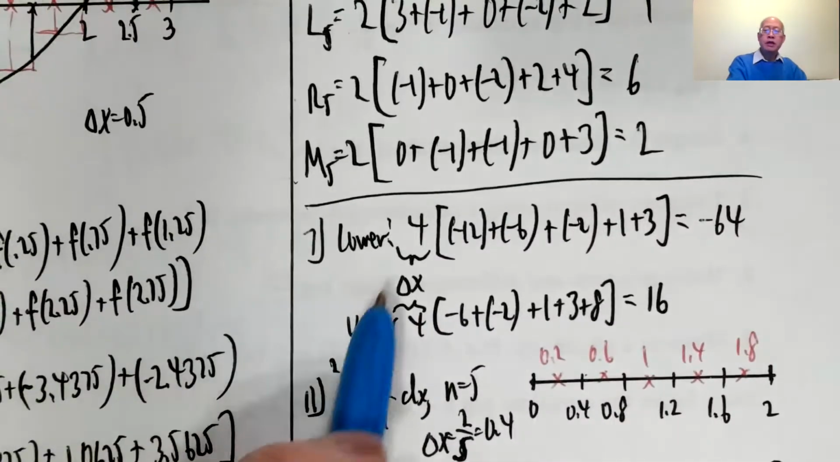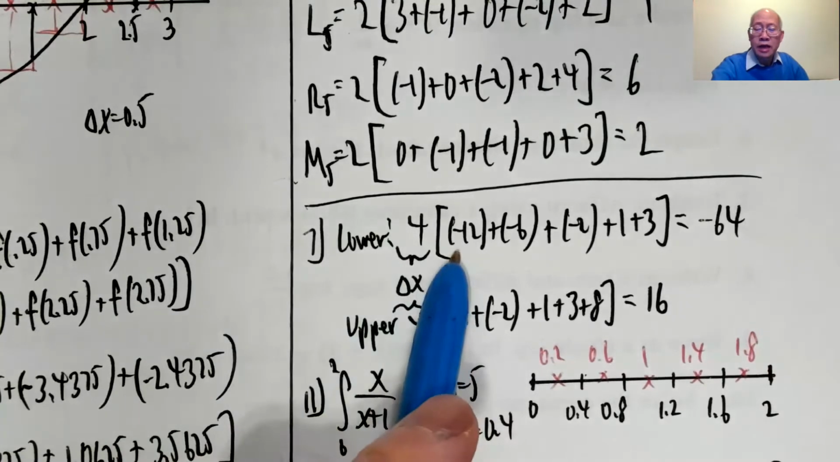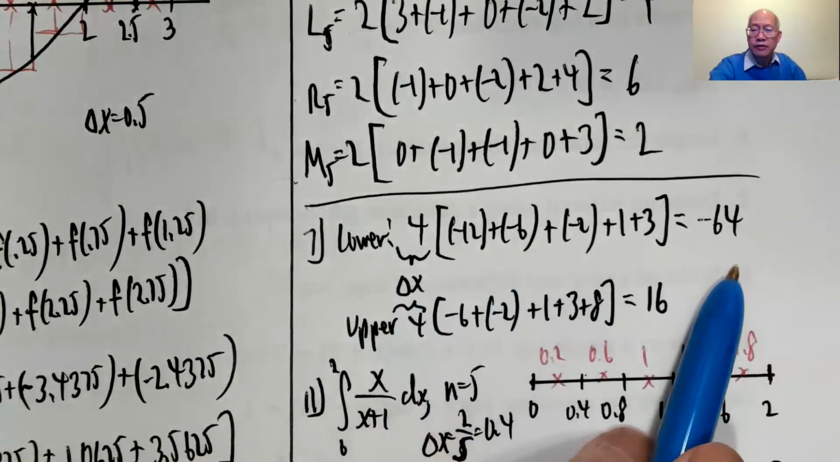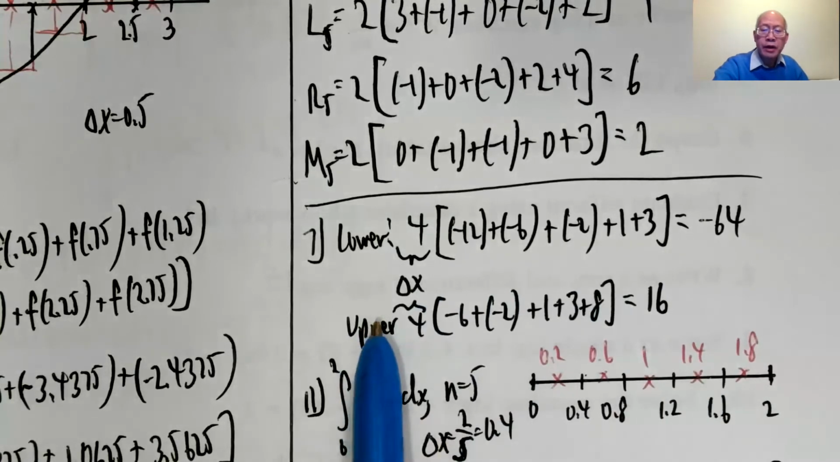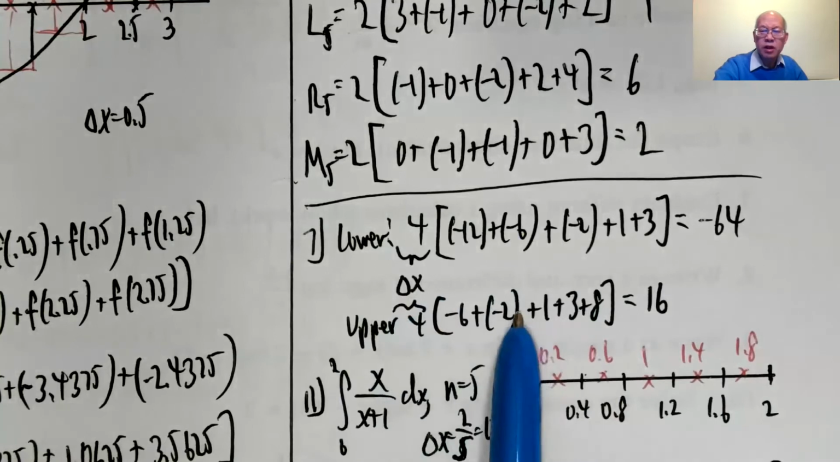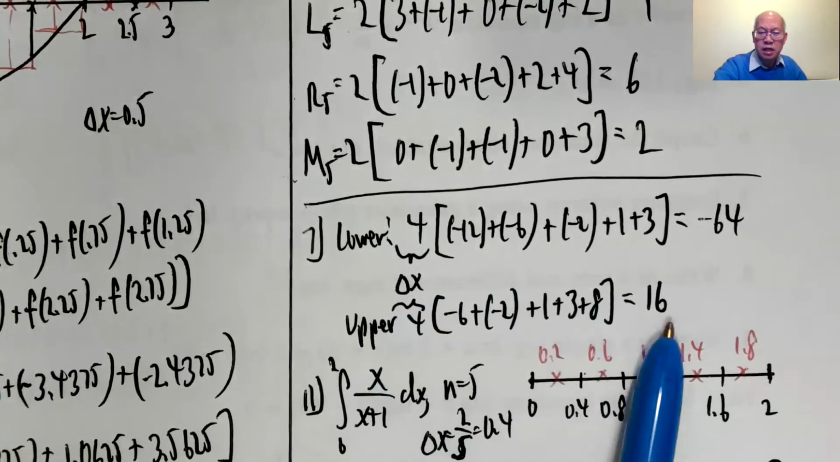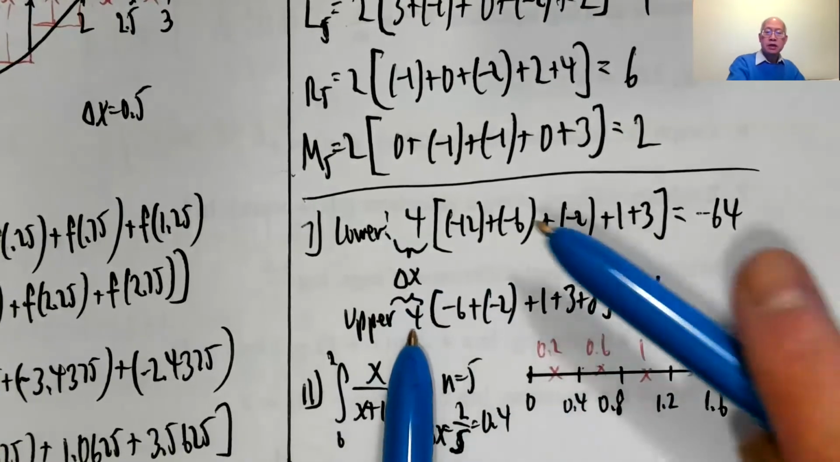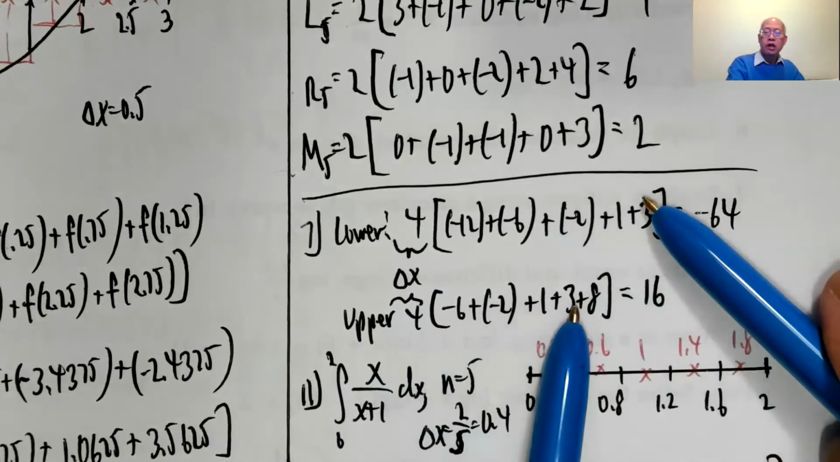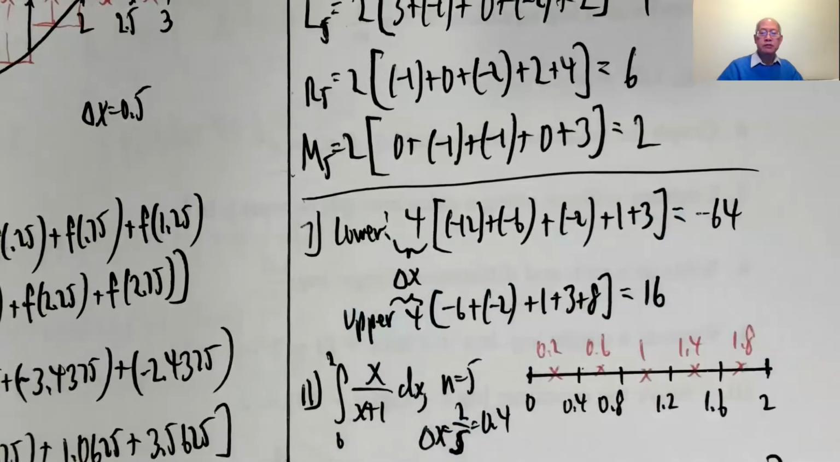So the lower estimate is 4 times the left endpoints, -12 plus -6 plus -2 plus 1 plus 3, which is -64. For the upper estimate, delta x times the right endpoints, -6, -2, 1, 3, and 8, comes out to be 16. Notice there's a match, because the left endpoint for one is the right endpoint for the other, for all of them except the very first one and the very last one.